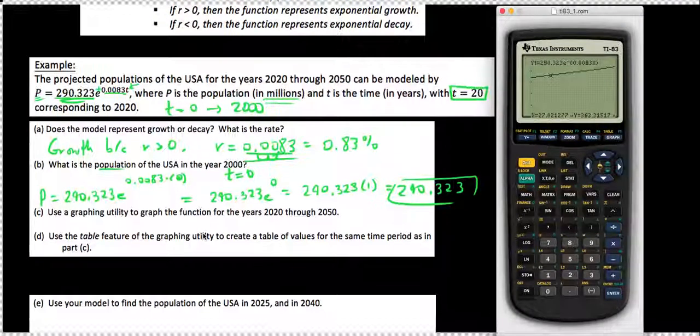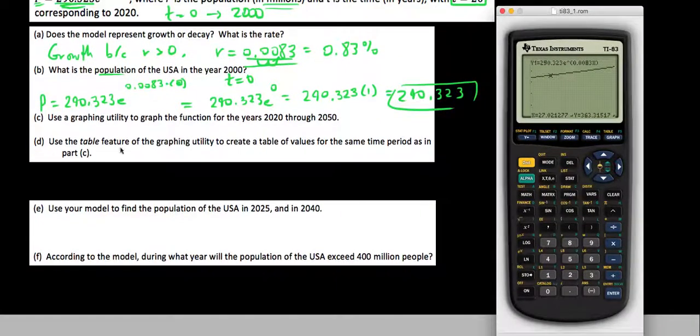So now that we have this on our graph, it's kind of like using our graph to our advantage. Part D says use the table feature of the graphing utility to create a table of values for the same time period as in Part C. So you notice I did go to table earlier, and table's a lot like graph in that it's run off this function that we put in here. So in order to look at the table, I have to hit second graph.